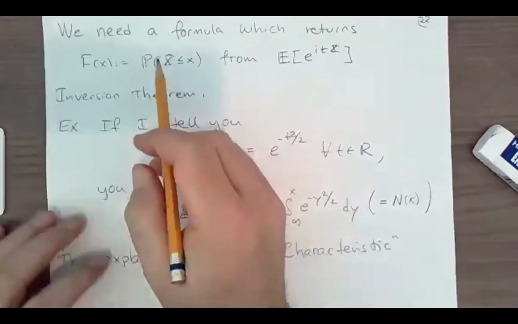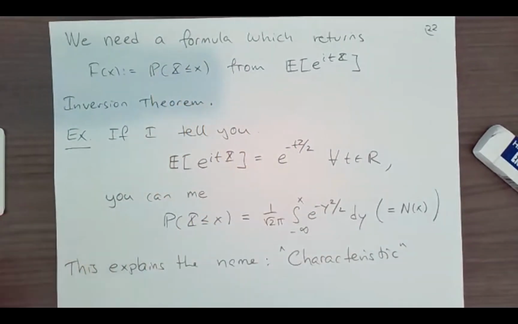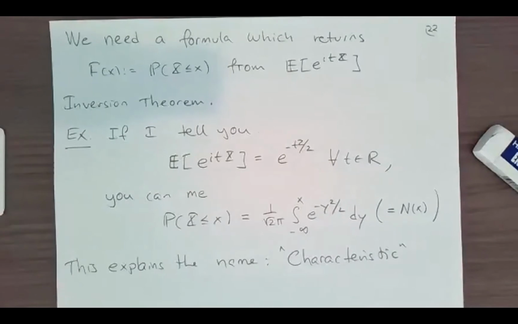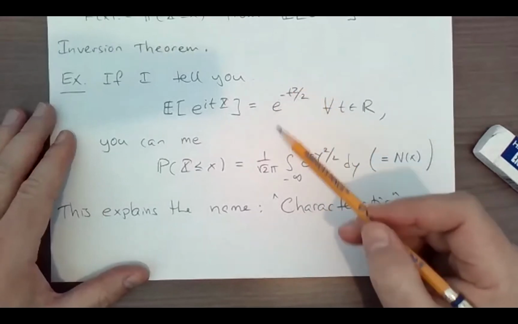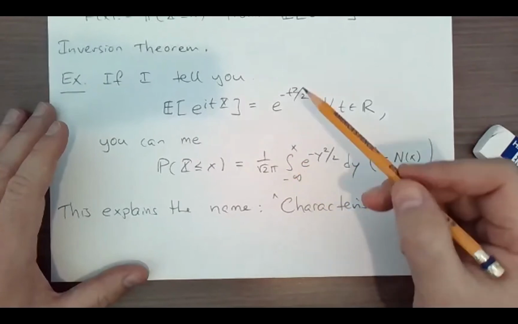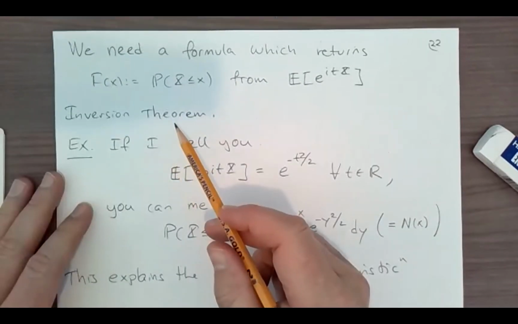So we need a formula, right? This is just an example. You need a formula that will take us from this characteristic function back to the distribution, or maybe even the density. But you can see, you look at this thing, and down here there's a 1 over root 2 pi. I mean, how do I get from there to here? And that's this inversion theorem.